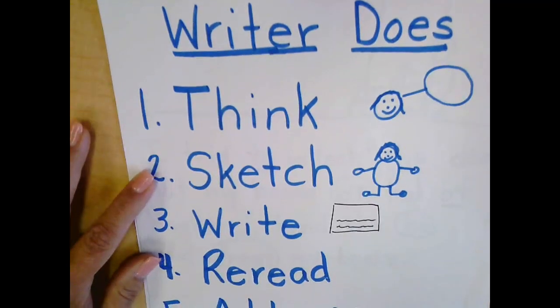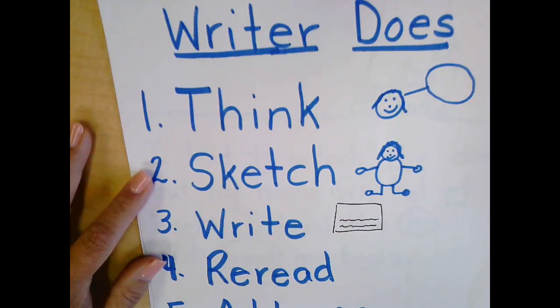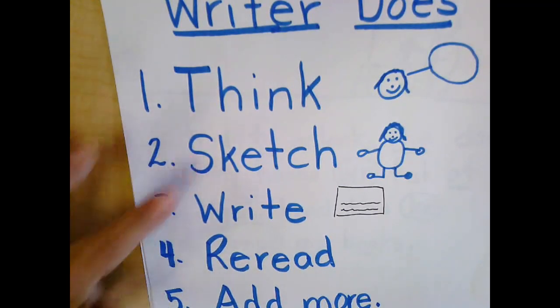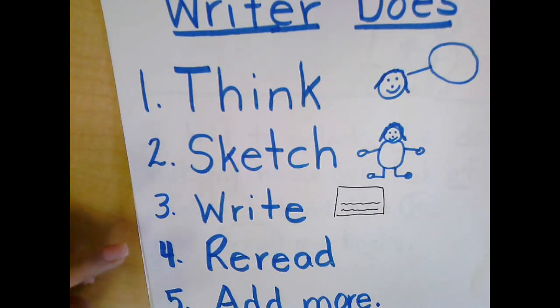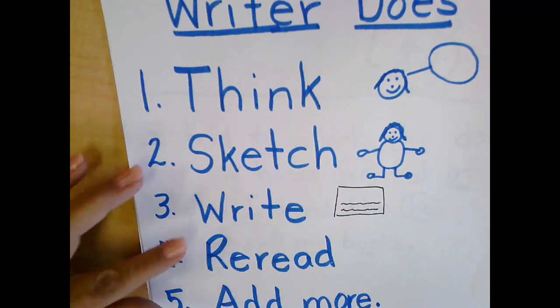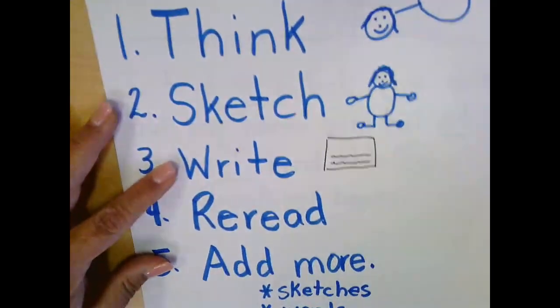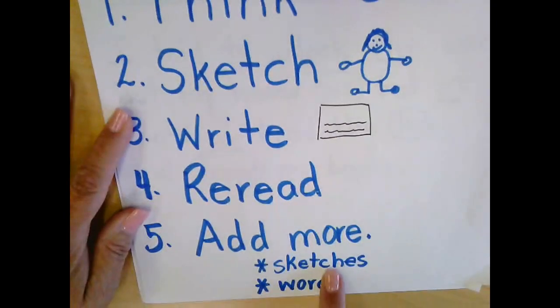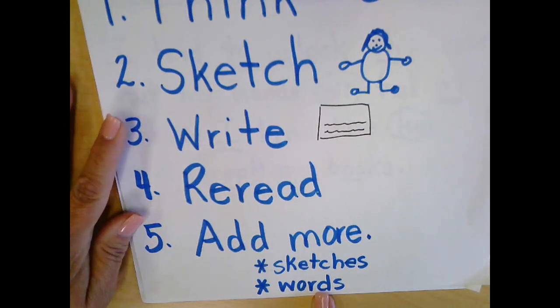Then they sketch a picture, and that's fast. A lot of times we use bubble people. Then we write about what we drew there. We write sentences to tell about it. Then we go back and we reread our story. That means read it again. And we add more sketches and we add more words to our story. Add more sentences to our story.